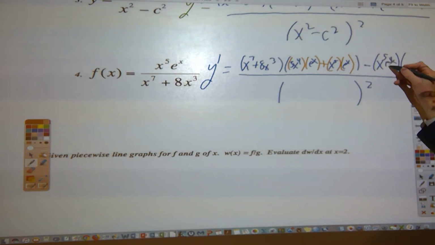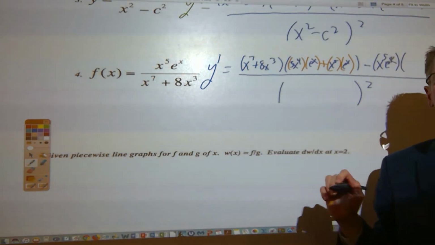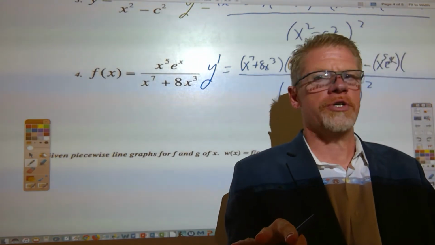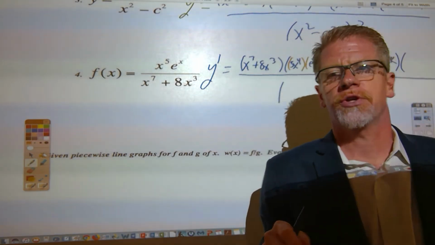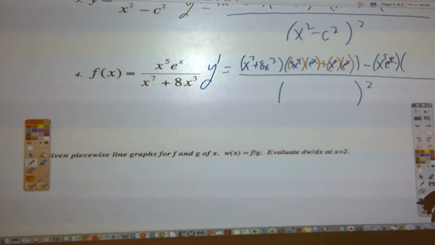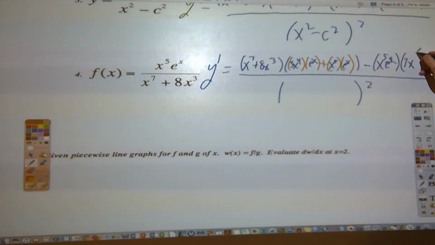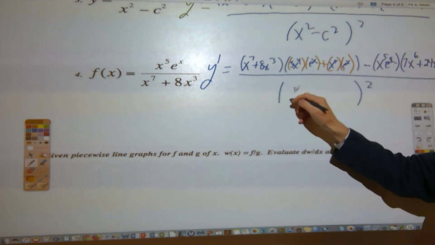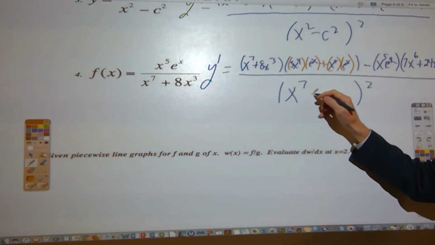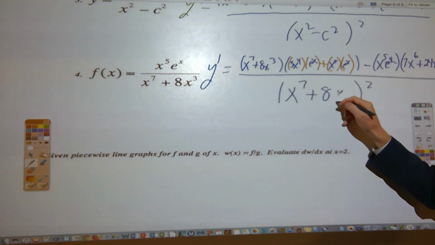D low, can someone tell me what d low is in this particular case? Raise your hand if you're reasonably sure you know. Yeah, Ethan, go ahead. 7x plus 24x. Pretty close. It's 7x to the 6th plus 24x to the 2nd. Yep, plus 24x squared. Draw the line and square below. Below, in this case, means x to the 7th plus 8x cubed.